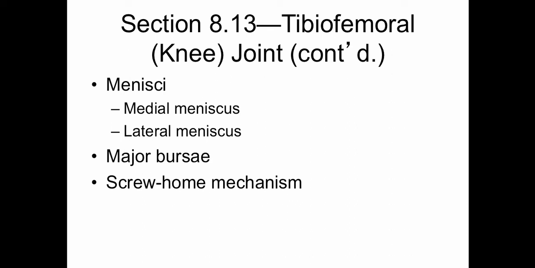The screw-home mechanism describes the rotation of the knee joint that occurs while completing its final 30 degrees of extension. This action helps to lock the knee joint and increase stability. If the thigh is fixed, the leg will rotate laterally at the knee joint. If the leg is fixed, the thigh will rotate medially at the knee joint.